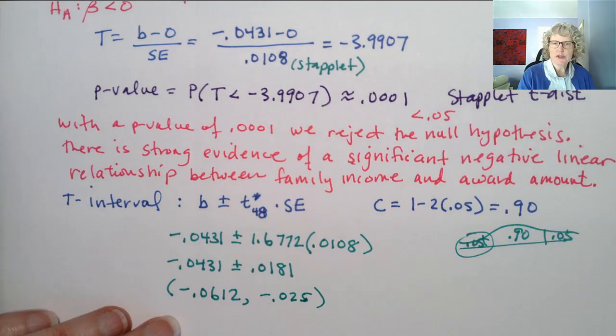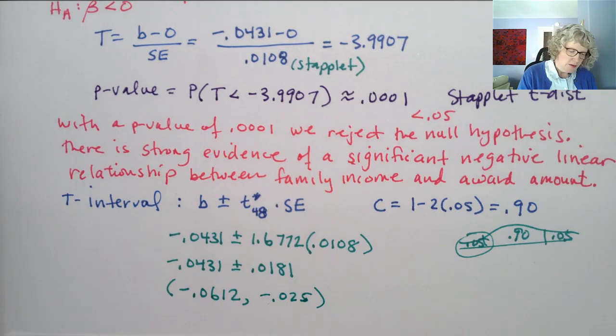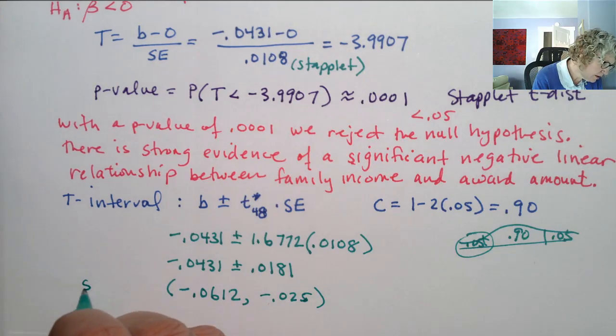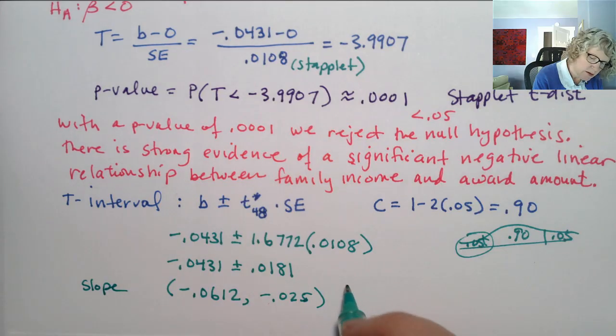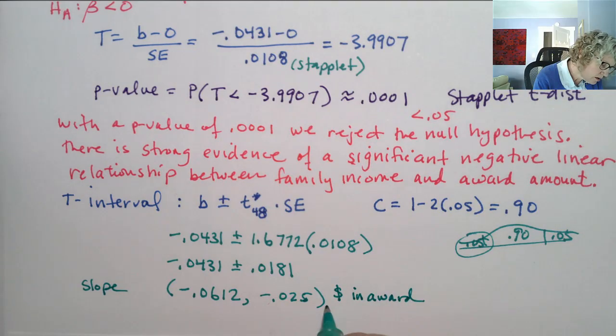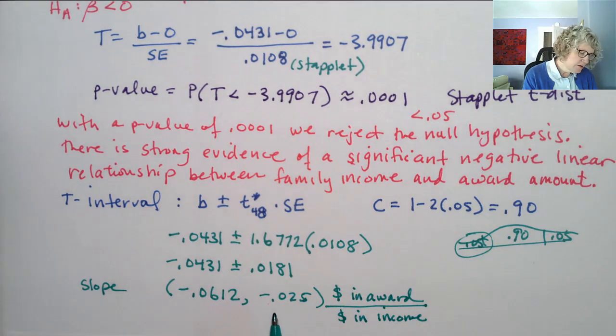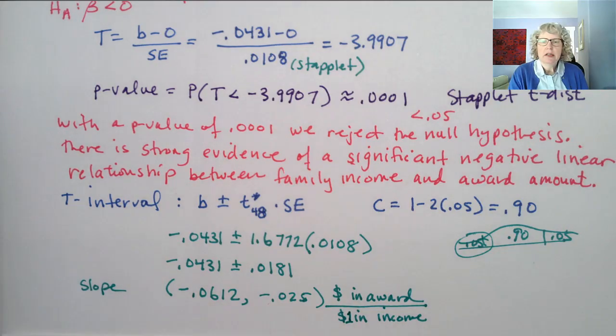Okay, now remember this was per dollar. And so I do want to do that same conversion that we did before. So let me just remind you what this slope is. This is for the slope. So this is a rate. So the units here are dollars in award per dollar in income. Literally per $1 in income, okay? So this would be dollars in award per every increase of $1 in income.